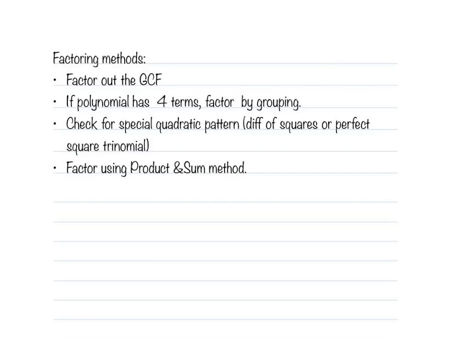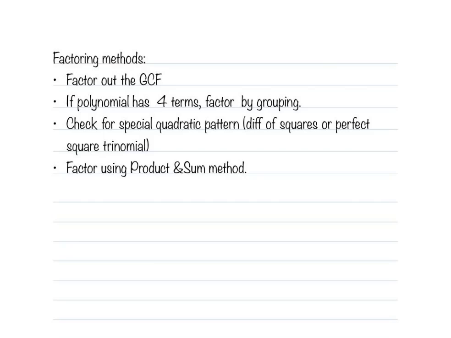Then if it doesn't have 4 terms, if it is a trinomial, if it has 3 terms, a quadratic, we can check for a special quadratic pattern. For example, a difference of squares or a perfect square trinomial. Okay, so that's where you will look at it and you will learn how to recognize whether or not it fits one of those patterns that we learned. And then lastly, if none of the above work, then you will factor using product and sum method. Okay, and if product and sum does not work, then it is not factorable and you will write prime.